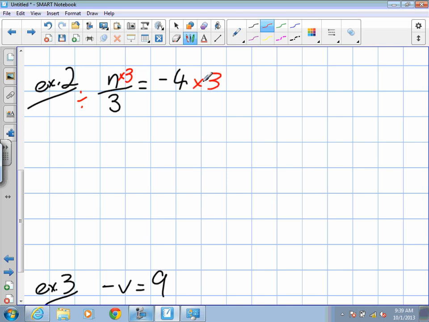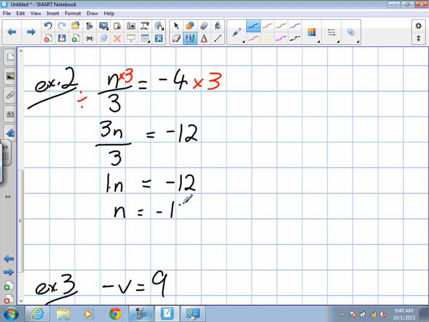Now when we do this, what is n times 3? Yeah, 3n. We usually just write it differently. Okay, so 3n divided by 3 is equal to negative 4 times 3? Negative 12. Excellent. Okay. Now these 3's here, when I simplify, what is 3 divided by 3? 1n, right? But just n is the idea. And we don't need to write the 1n like we talked about before, because 1 times anything is just that value, so n is equal to negative 12.